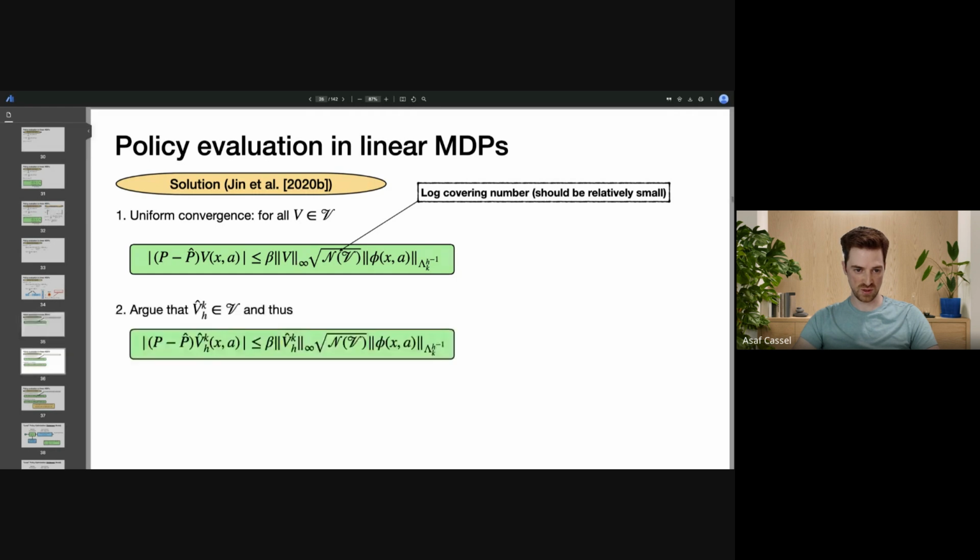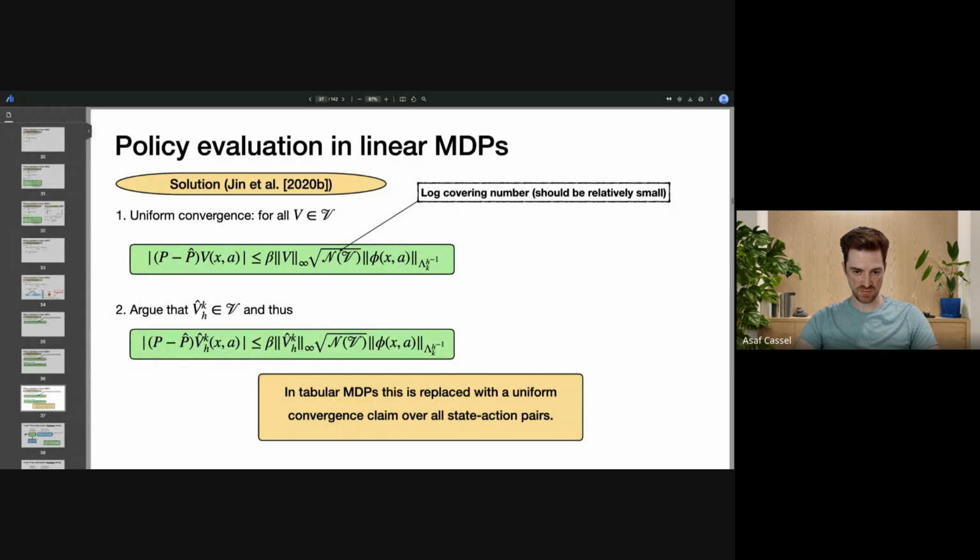Okay, so we need to control essentially the log covering and the size of V, and everything will be fine. And then we would like to argue that the actual values that we're calculating with our algorithm, V hat KH, reside in the function class and thus have the same guarantees. Okay, in the tabular case, you still have to argue for uniform convergence, but it's a bit simpler because you can just take uniform convergence with respect to the state and actions. So there you sort of don't have the covering number so much. You can also look at it from this perspective, and it will be like the size of the state space.